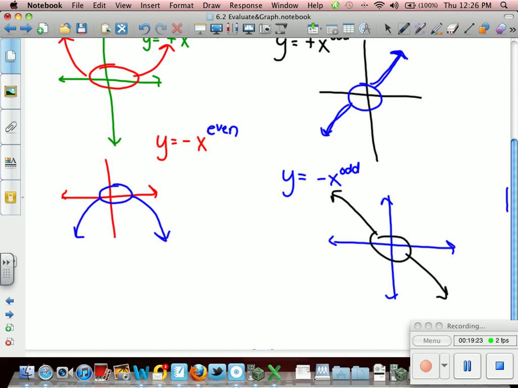Now realize it can have some curvature to it. Little curves can be different, but that's the general gist. As my x values go to negative infinity, my y values are going to positive infinity. As my x's are going to positive infinity, my y values are going to negative infinity. So that's the general gist of the graph. So far, okay?